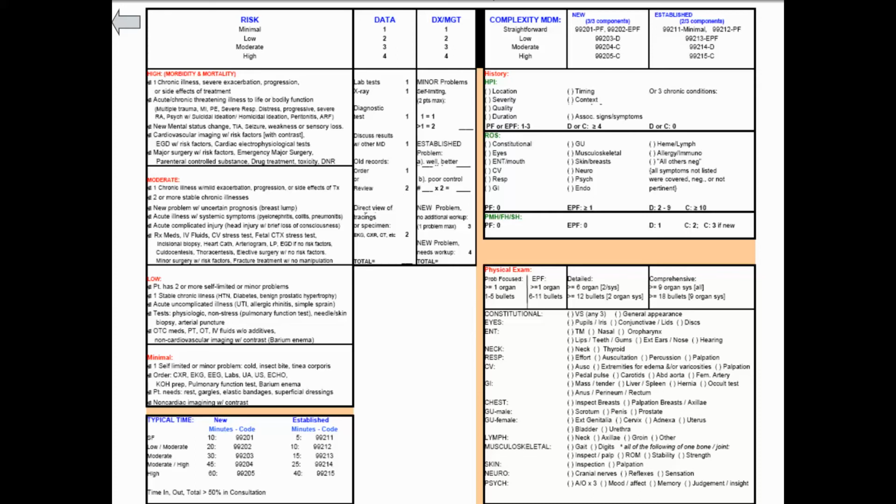So I hope that clears that up, because that always is a question. Now, another question that has to do with review of old records is, what are old records?